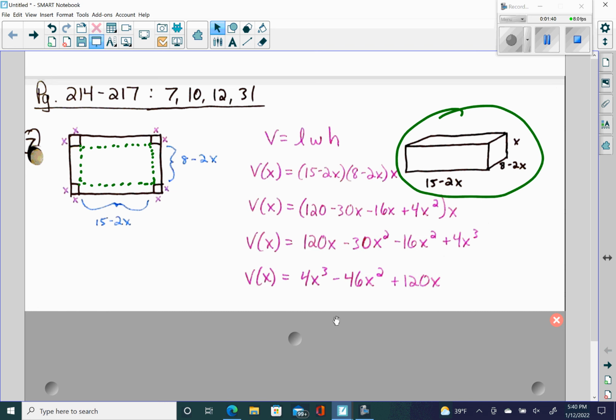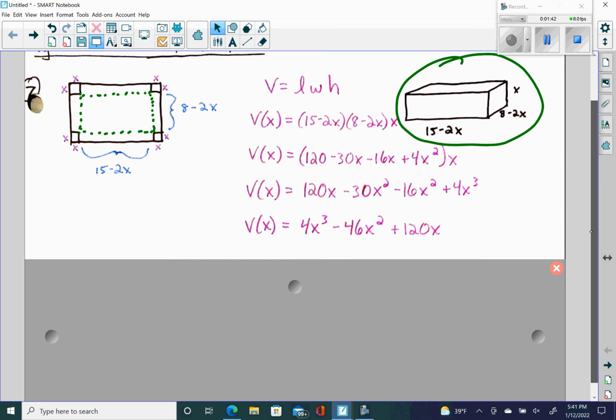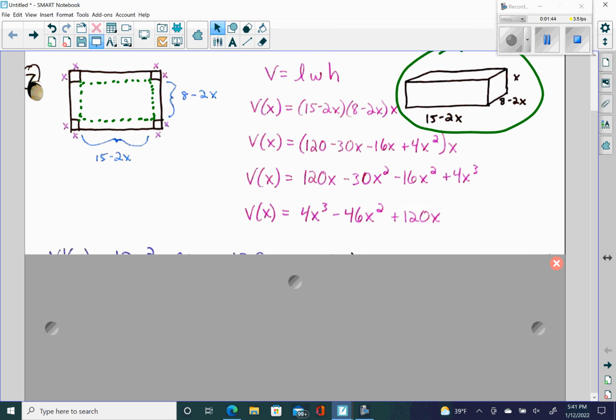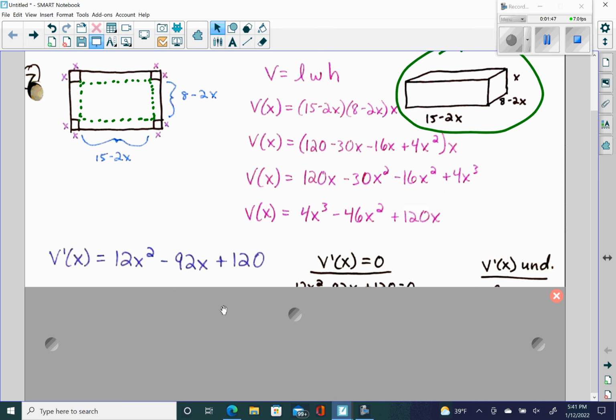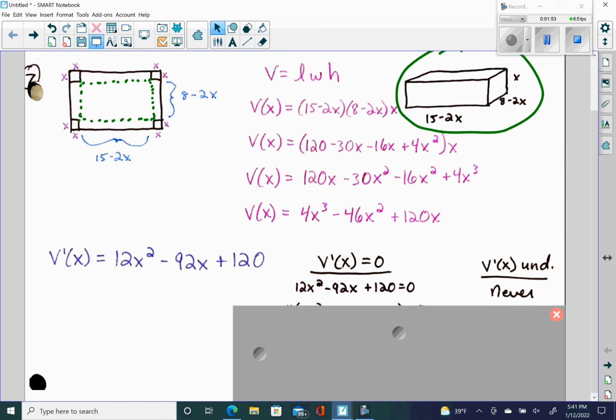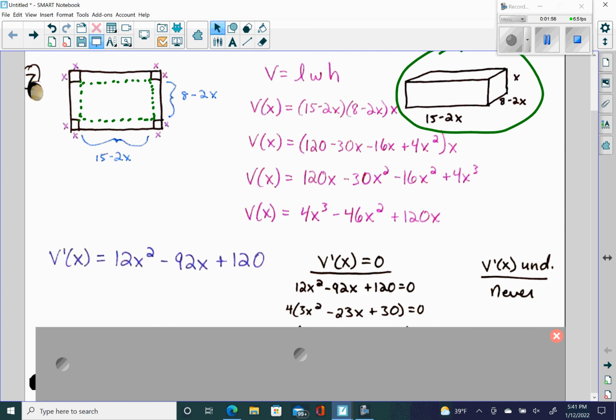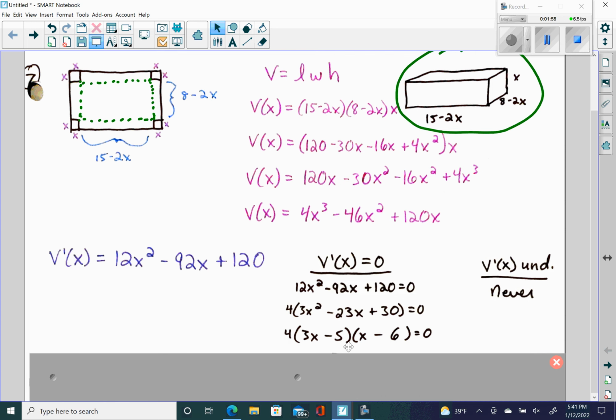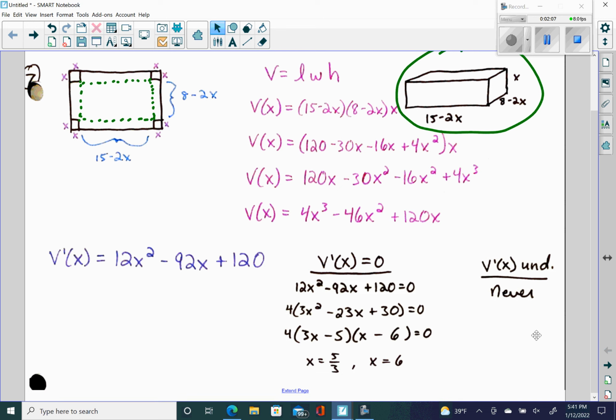So we're trying to maximize volume. So now we just want to find the derivative of this. And it becomes 12x squared minus 92x plus 120. Because we're able to, we can factor out a 4, and then we're able to factor what remains. Now keep in mind, our dimensions, our answers need to make sense here. Our first derivative is never going to be undefined. But solving this, we get x equals 5/3 or x equals 6.